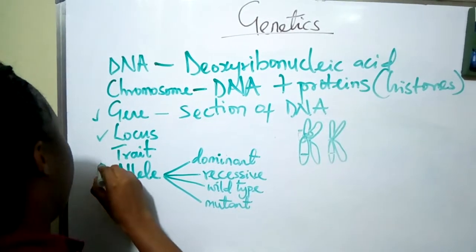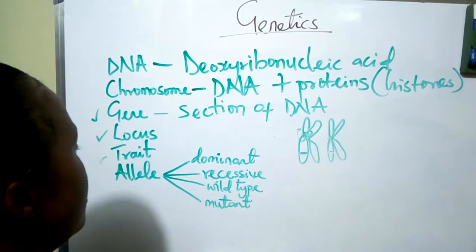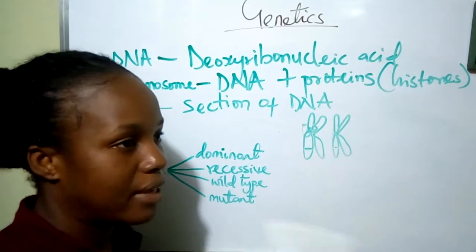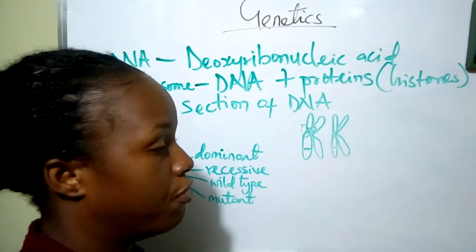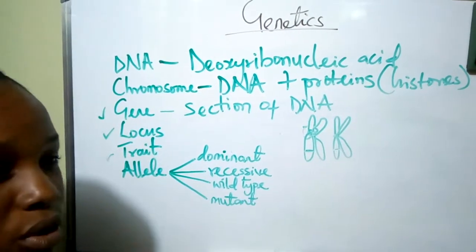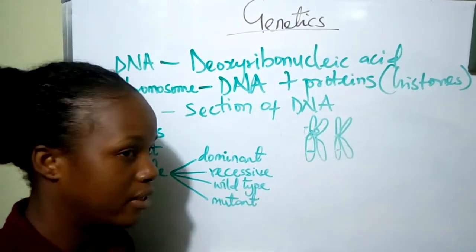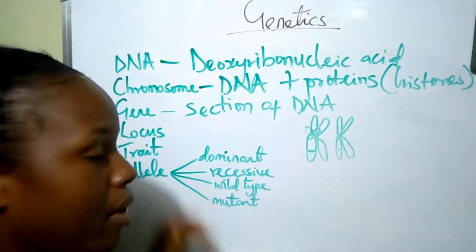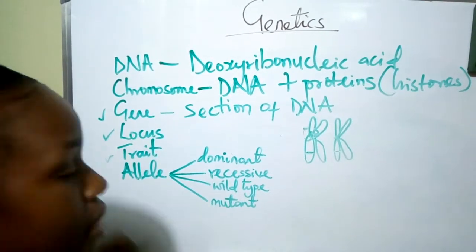And the next we have is trait. A trait is a character that is passed on from parents to offspring or from one generation to another. They are usually heritable, and we'll talk about traits much later in another video so that we can know more about it. Now the next is allele.